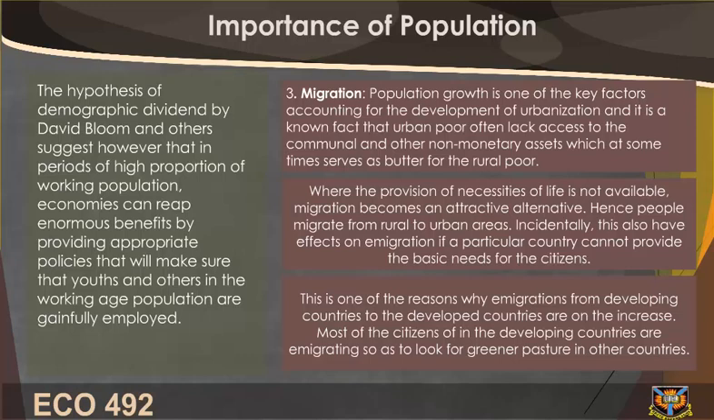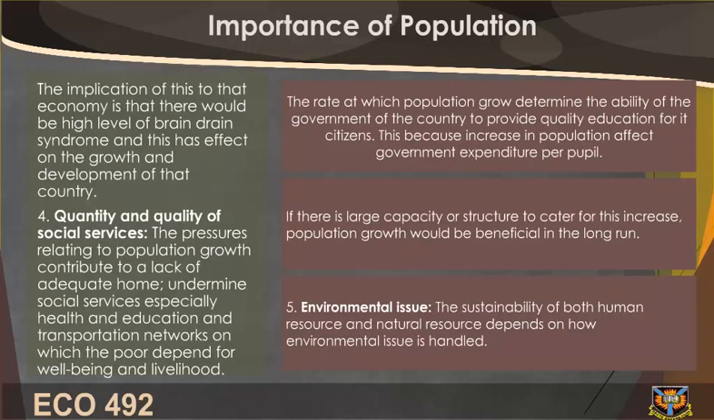Incidentally, this also has effects on emigration if a particular country cannot provide the basic needs for its citizens. This is one of the reasons why emigration from developing countries to developed countries is on the increase. Most citizens of developing countries are emigrating to look for greener pastures in other countries. The implication for that economy is a high level of brain drain, and this has an effect on the growth and development of that country.